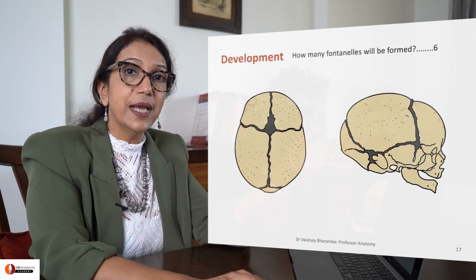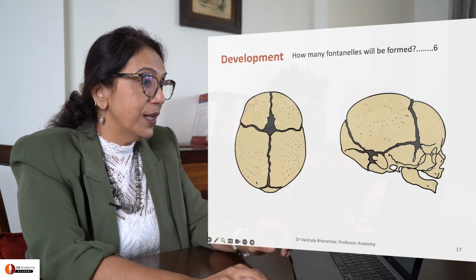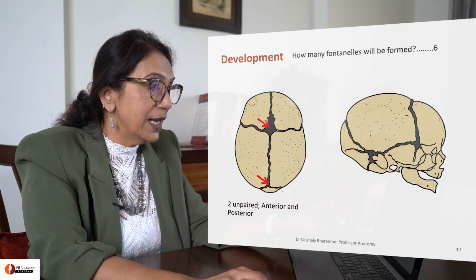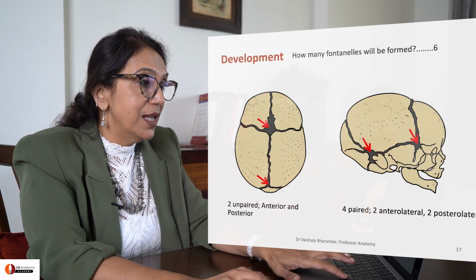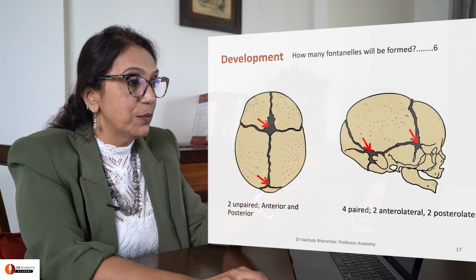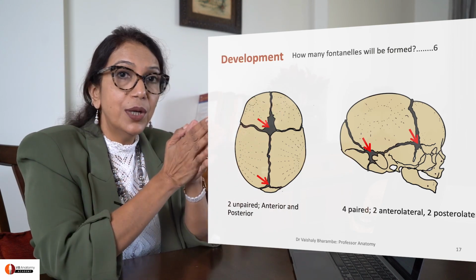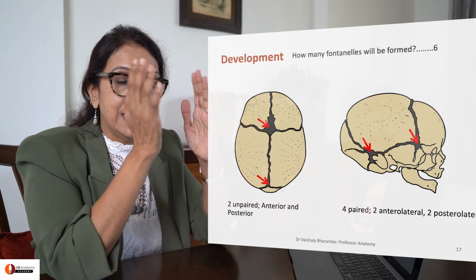Let's come back to a diagram which you can relate to. Here is your anterior fontanelle and posterior fontanelle. Here are your anterolateral and posterolateral fontanelles formed on the right and left side. Total number of fontanelles formed: 6.